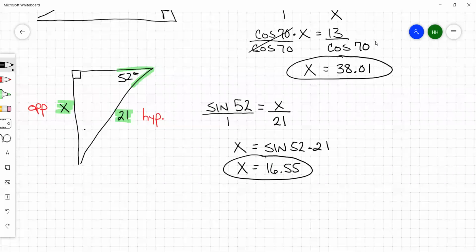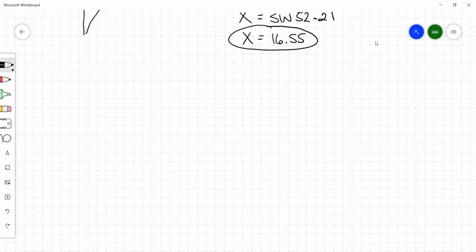All right. Your practice for today is going to be on page 573 and 574. One through 10. And then 22 to 33.